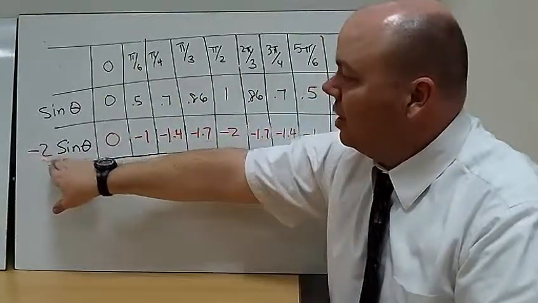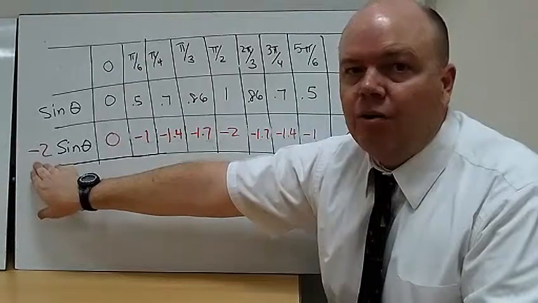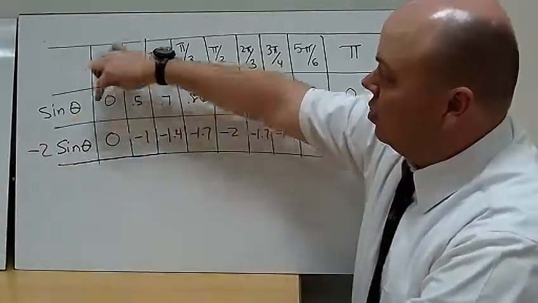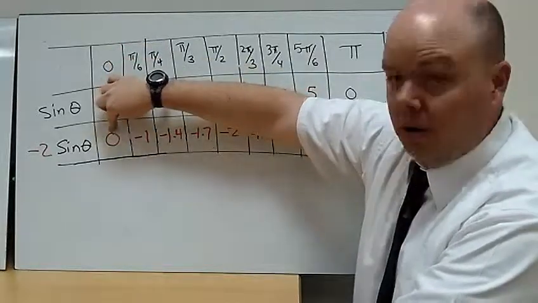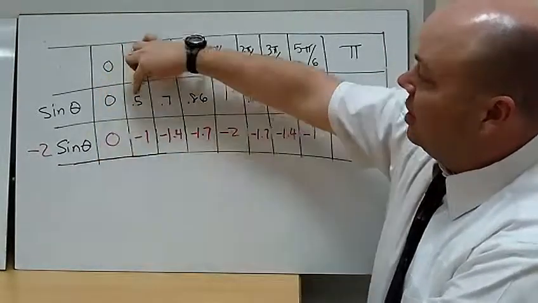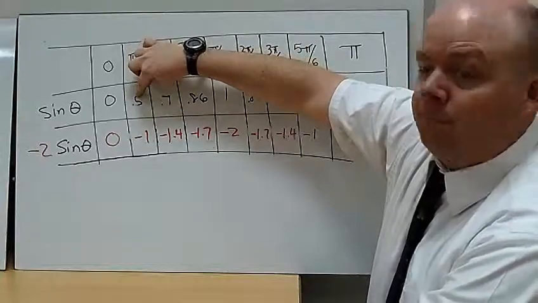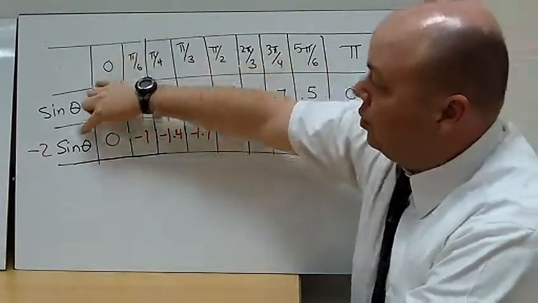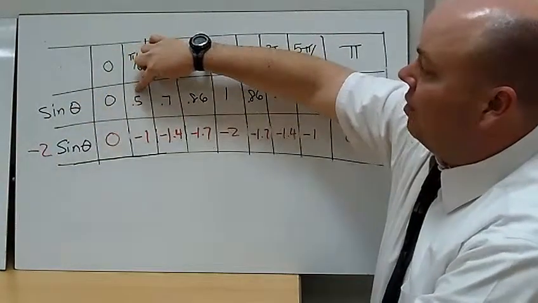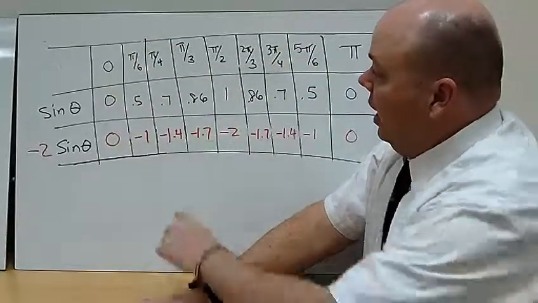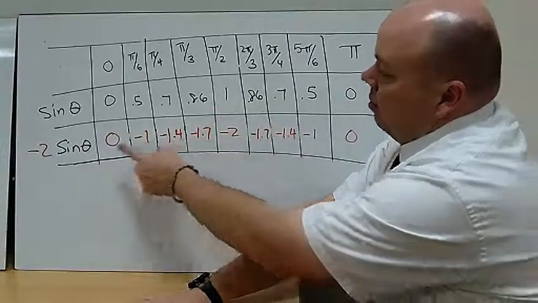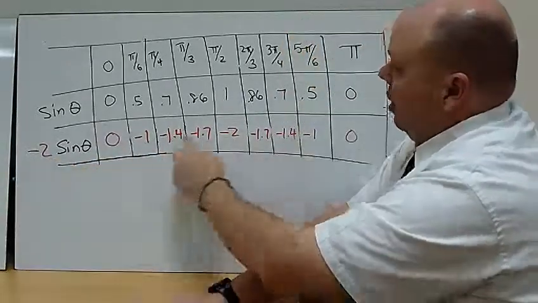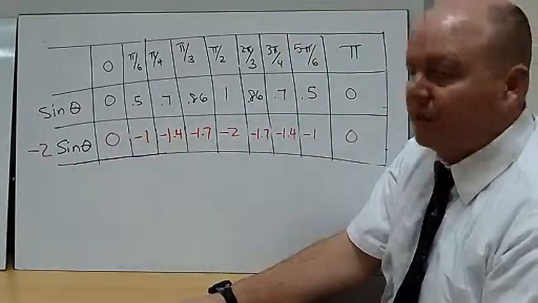So if I multiply the sine function by a negative 2, I'd like to know what happens. So as sine of 0 is 0, multiplying 2 times 0 is 0 again. Okay? Sine of pi over 6 is 0.5, so negative 2 times 0.5 is negative 1, and so on. So I've just multiplied each of these points by the negative 2, and it gives me this bottom row of points.